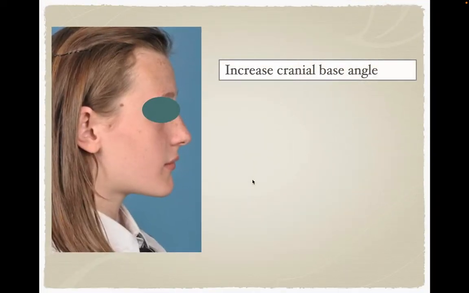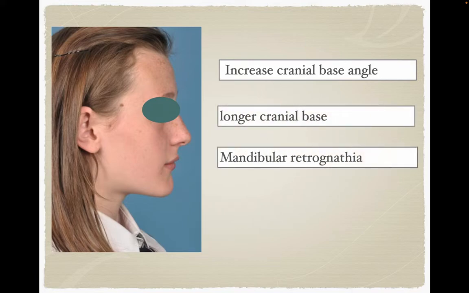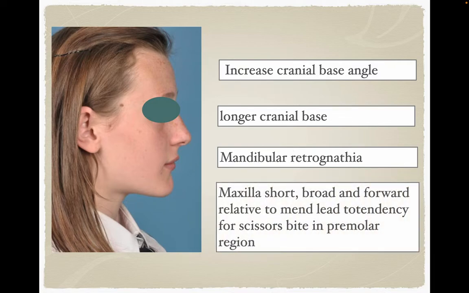So usually these patients will have, as in class 2 division 1, an increased cranial base angle, a longer cranial base, and mandibular retrognathy. All of these are similar to class 2 division 1. But what is special about class 2 division 2 is that the maxilla and the mandible are short, but the maxilla will be broader and positioned more forward in relationship to the mandible. And that means that we will have a tendency for a scissor bite.